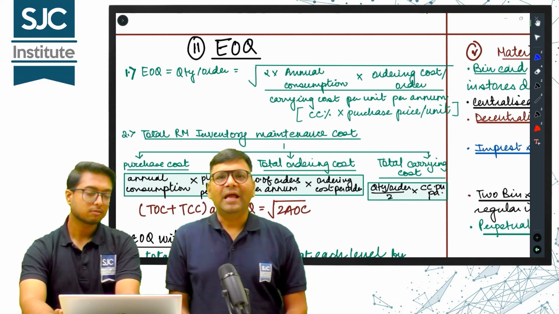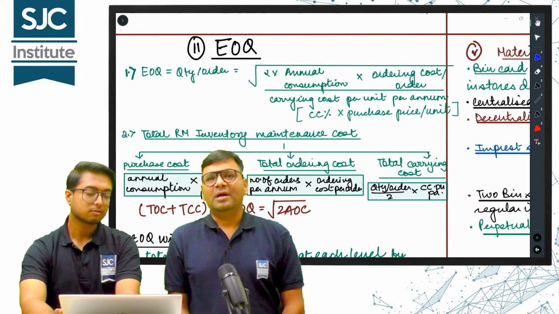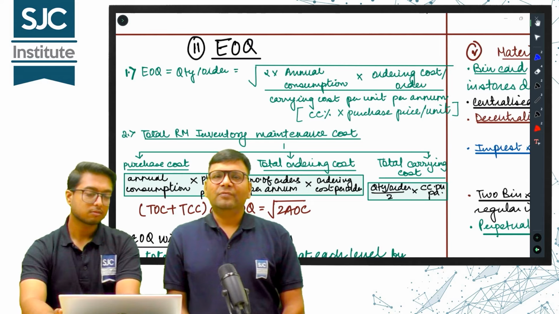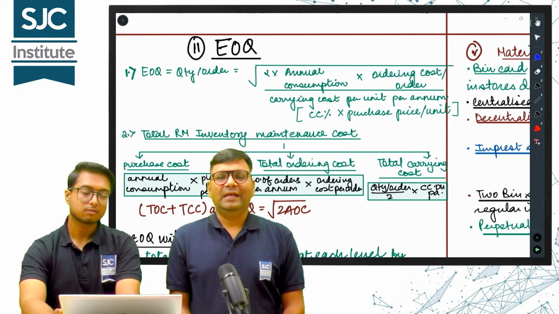This is calculated on annual basis and it has three components. The first one is total purchase cost, which is equal to annual consumption multiplied by purchase price per unit. When we take annual consumption, make sure that you are assuming opening stock and closing stock are equal or it does not exist.